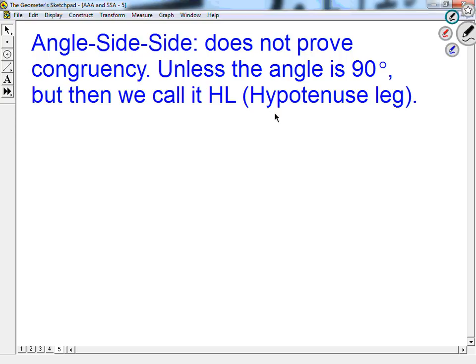Do keep in mind that even though we're going to use only two letters, HL, we do have three markings on the triangle. Remember how last week I kept telling you guys, make sure you have three markings on your triangle. Because we're going to have the hypotenuse, the leg, and the 90 degrees. So even though I'm not mentioning the 90 degrees in the name, HL, you have to have the 90 degrees. So you have to have three markings.